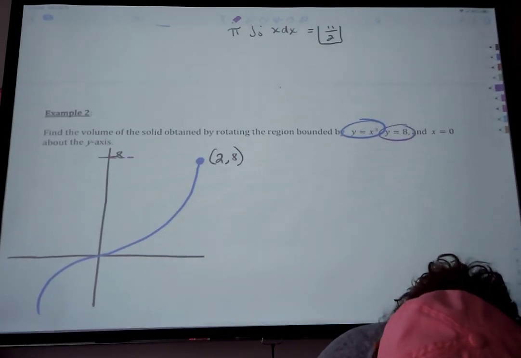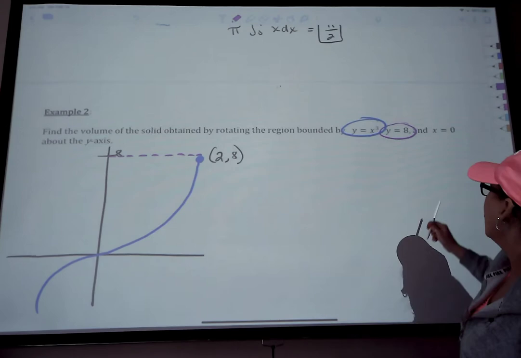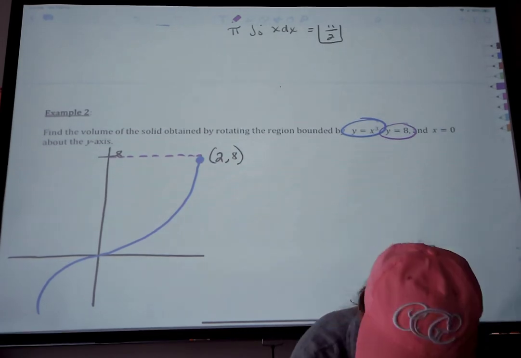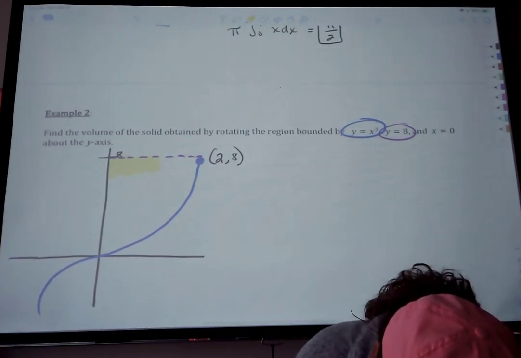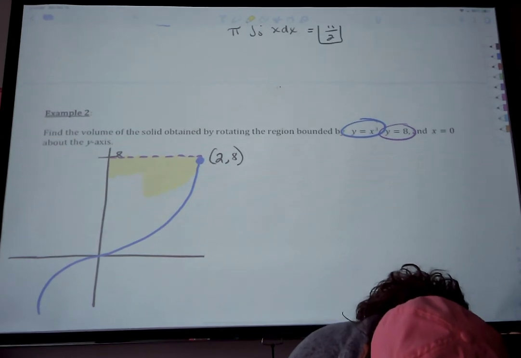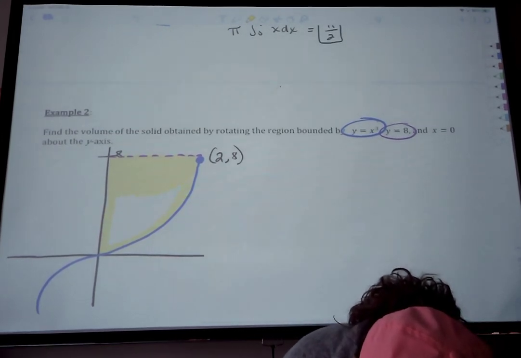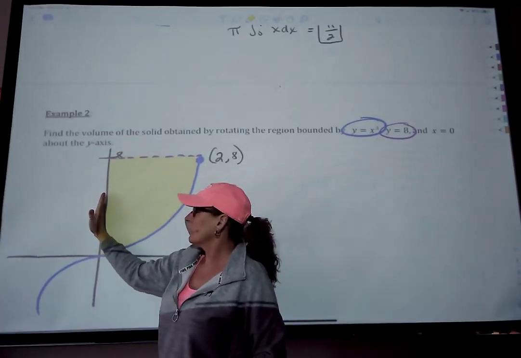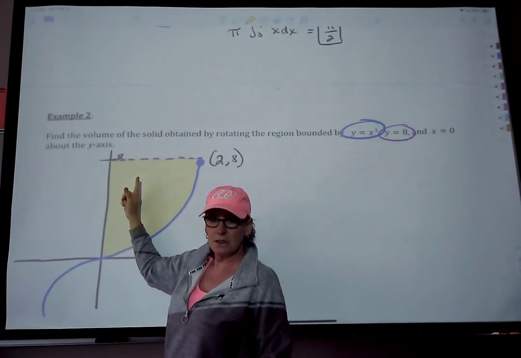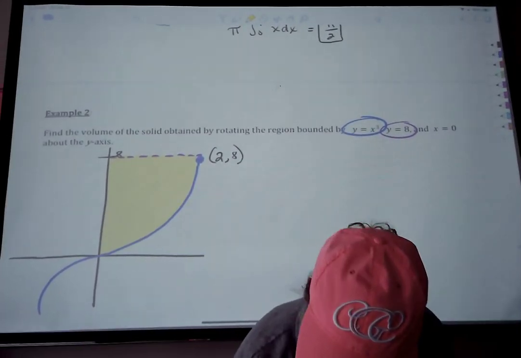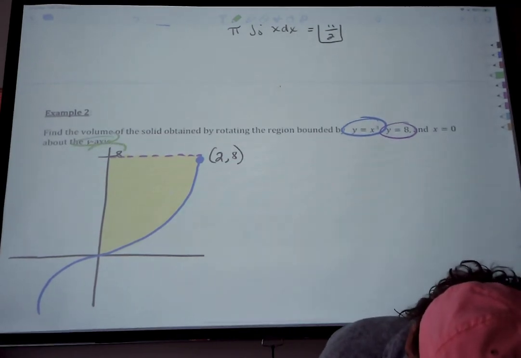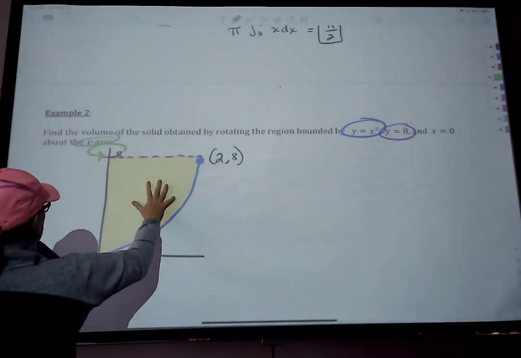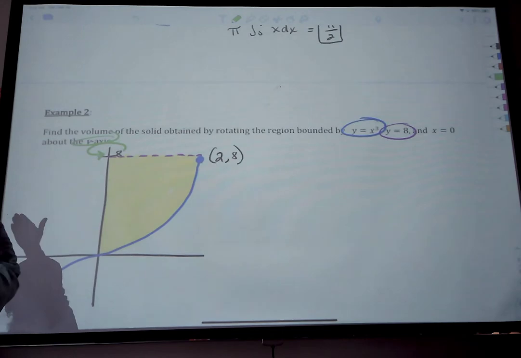Y equals 8 is a boundary, and x equals 0 is a boundary. So I'm going to shade this area: function, horizontal line, axis x equals 0. This is the region that we're going to revolve. This time, let's revolve it around the y-axis. So imagine taking this shape and spinning it around the y-axis.